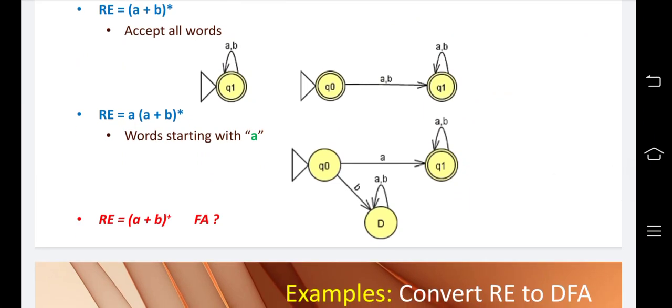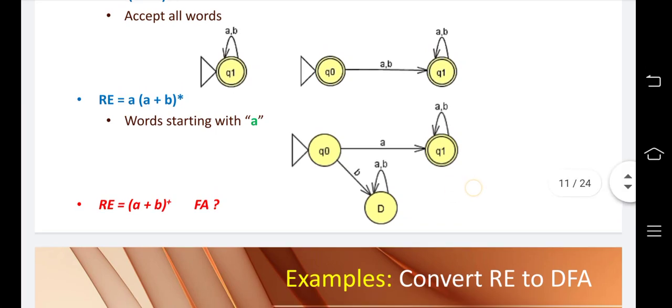The second regular expression and language is a language that starts with a and is followed by any combination of a, b. The regular expression is a multiplied by (a plus b) whole square. So the word starts with a and is followed by any combination of a, b. We are going to draw so that you can understand how the finite automata for this regular expression is constructed.